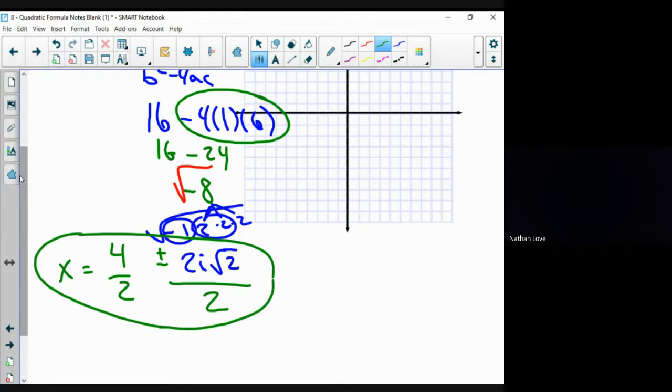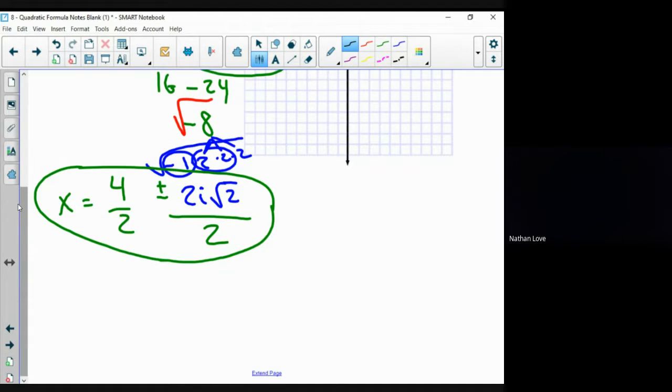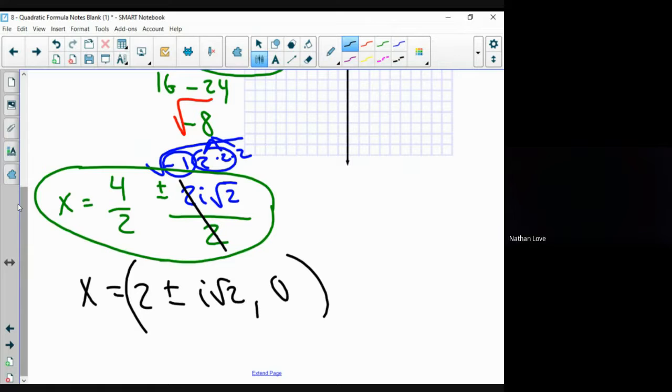This is almost my solution. Oh, we're going to simplify. Because all I have to do now is make that a 2 plus or minus, and what happens to your 2s here? They cancel. So I get i root 2. This is my solution. If I want an ordered pair, there it is. So these 2 points never intersect the actual coordinate graph of the x and y coordinate graph. Okay? It intersects somewhere out here, somewhere in space.